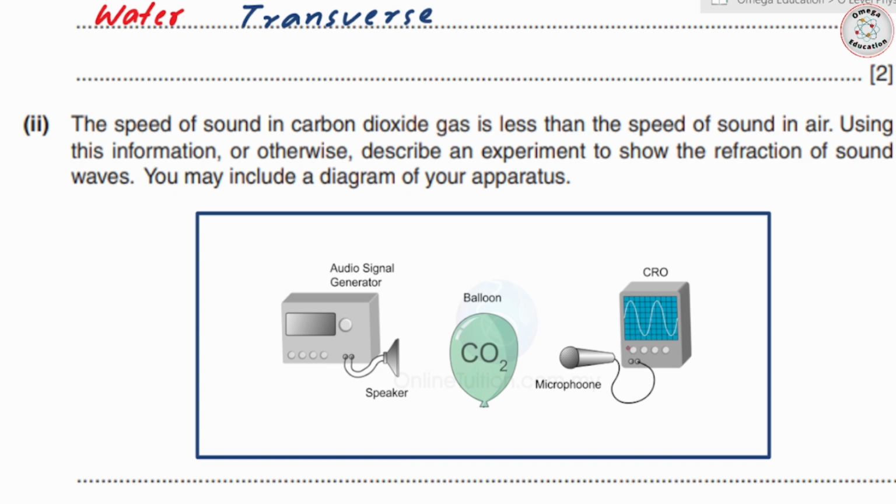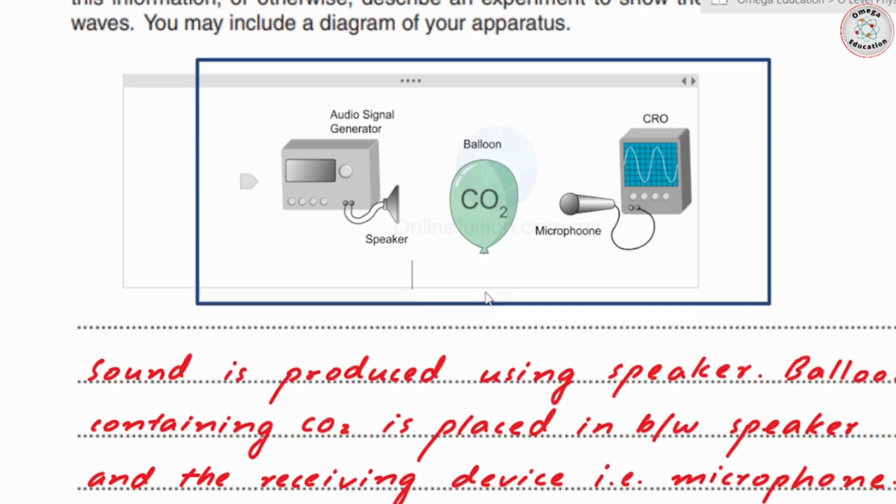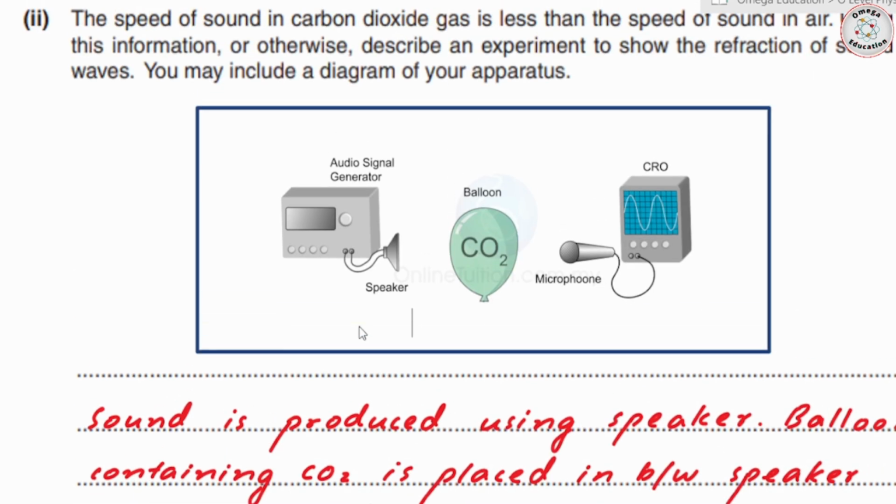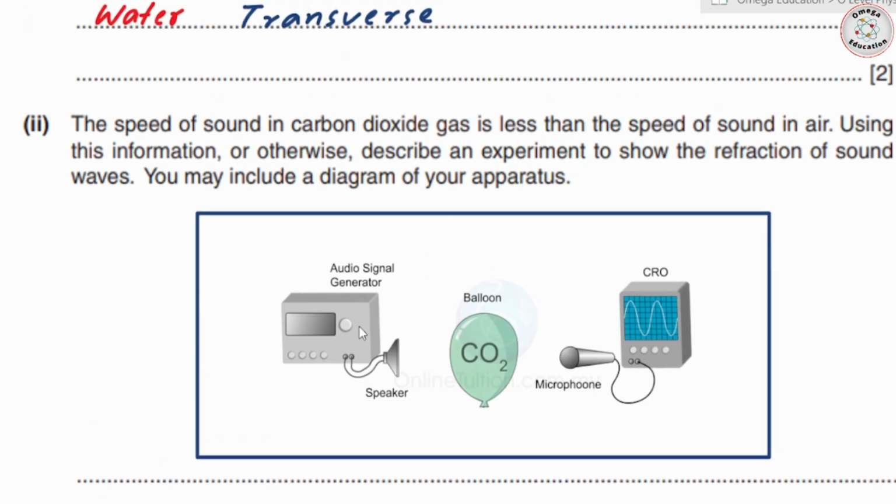And then I have the microphone, which is acting as a receiver, which would detect the sound wave once it's been refracted by the balloon. So that's there to detect the sound wave. So you just write down the source of sound, how are you going to produce the sound, what thing are you going to use, or what stuff will be used to show refraction, and how are you going to collect or receive the sound waves. This is the information that you need to write.